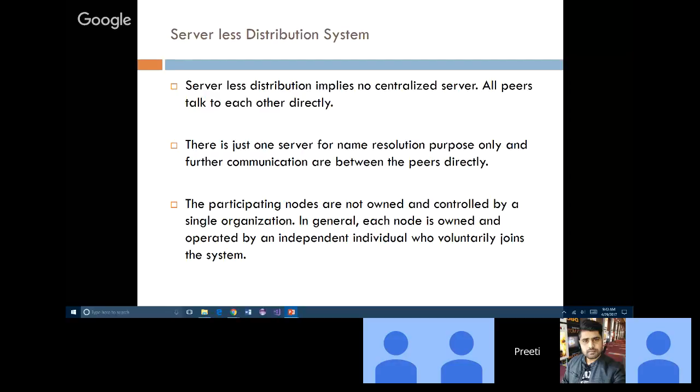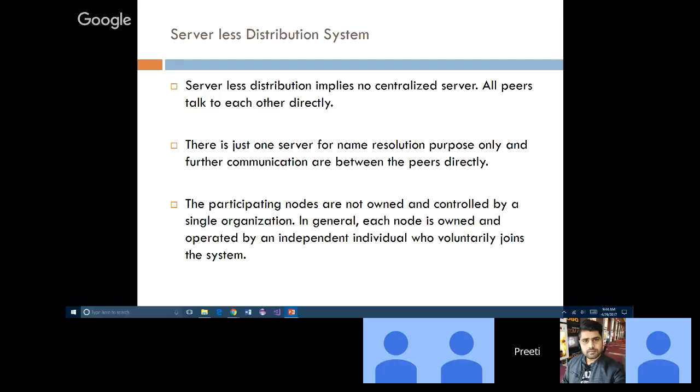The server is only for name resolution purposes. In serverless distribution, all the nodes and peers talk directly to each other. For example, in a team, there is no project manager. Everyone is working individually on the project, and there is no project manager. That kind of situation is with the serverless distribution system.